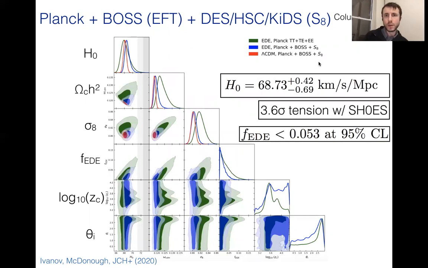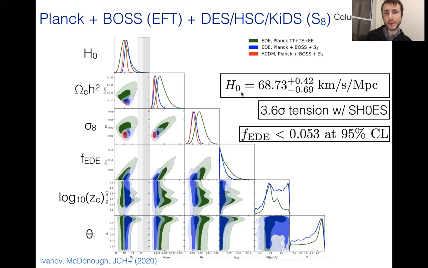So green here is showing the fit to Planck alone, which I showed you a minute ago. Blue is Planck plus this BOSS EFT likelihood plus the S8 data from DES, HSC, and KiDS. And then red is lambda CDM fit to those last three things I just said a minute ago.